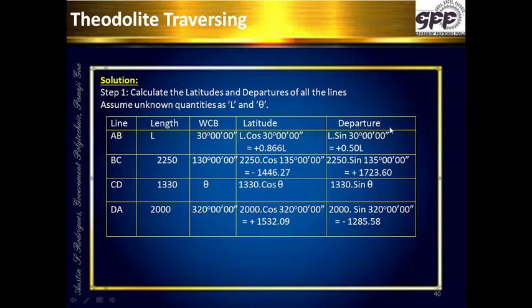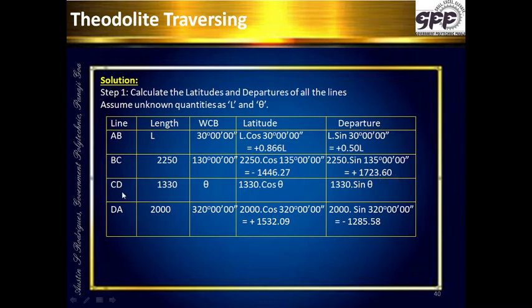The departure is L sin theta. The length is 2250 into sine of 130 degrees. There is a small typing error over here, it is 130 degrees. So the answer is plus 1723.60, which means the departure is easting. It is on the east side. So departure of BC is 1723.60.